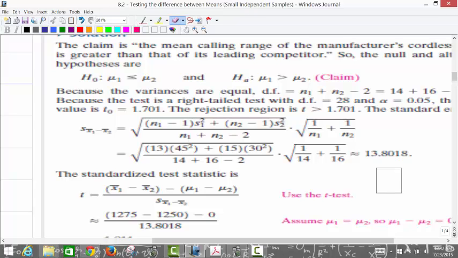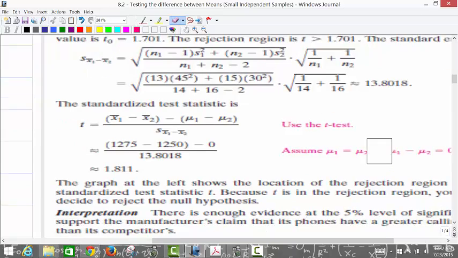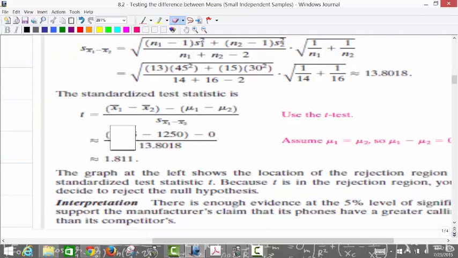So that's the hard part of this. Now our test statistic will be the difference of two means with x1 going first. So the x1 bar is 1275 minus 1250 divided by 13.8018 that we got from over here. All right, so we get 1.811.